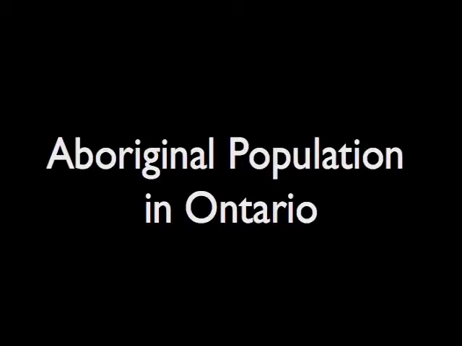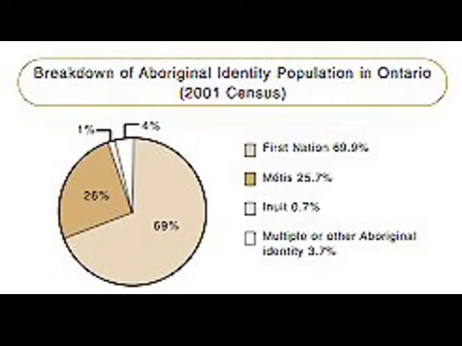Aboriginal population in Ontario. Breakdown of Aboriginal identity population, Ontario, 2001 census. 69.9% First Nation, 25.7% Métis, 0.7% Inuit, multiple or other Aboriginal identity, 3.7%.